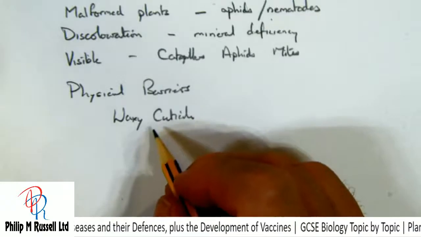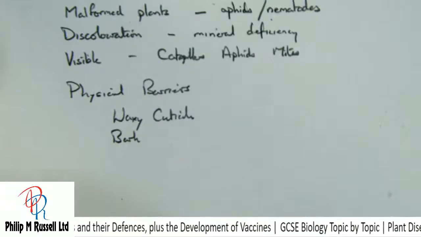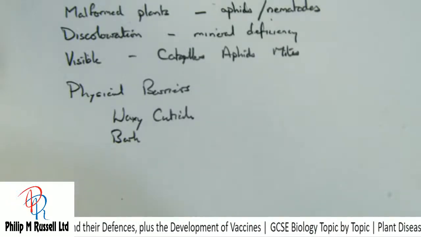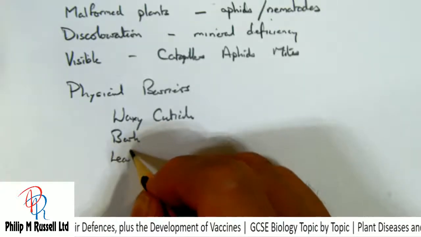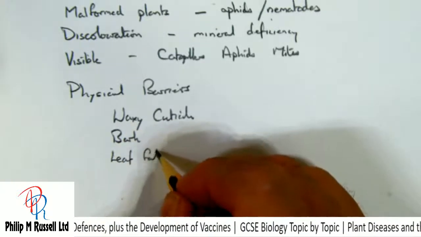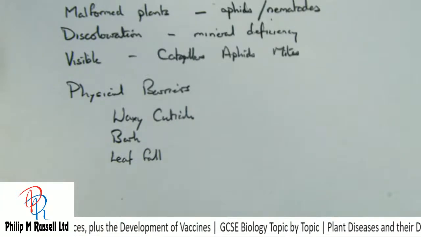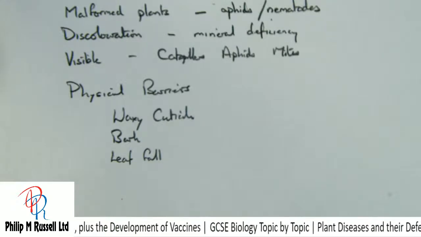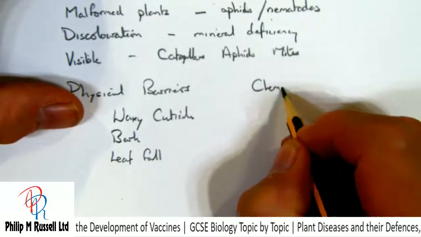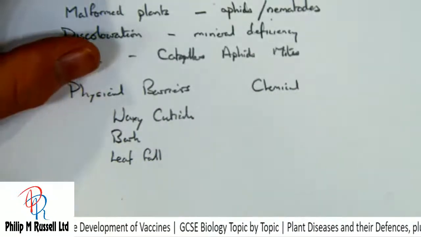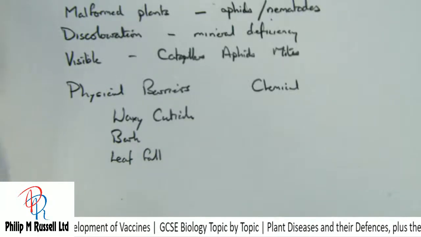We've got things like bark on the tree, which is particularly difficult to get through. Plants can get quite crafty. We can actually get leaf fall. Something's invading my leaf, right? I'll just drop it off. And those leaves could be lost. So we've got these physical barriers. We've also got various chemical barriers, and many plants produce wonderful sort of defences.